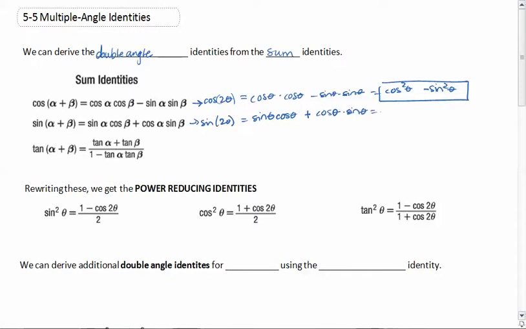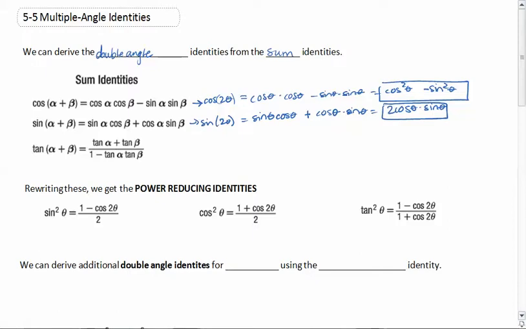Well, we have a cosine times a sine in both of them, so we have 2 cosine times sine, which means we just have 2 cosine theta times sine theta. So that's it for the second one, 2 cosine theta sine theta, or 2 sine theta cosine theta.